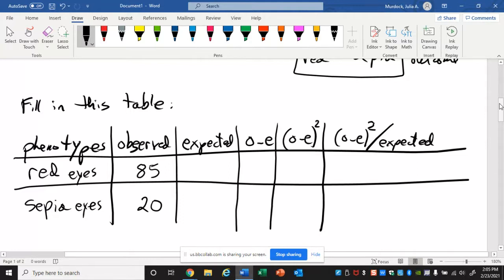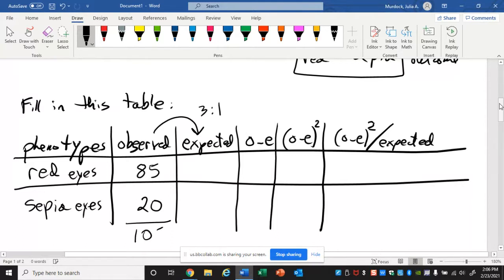How do we get expected from that? A lot of times this is the challenging thing for students. How do you figure out what your expected would be? Well, you know that you would expect to have it be 3 to 1. Therefore, it's a 4-part Punnett square, right? So we're going to add the red and sepia together to get a total, and we should get 105.